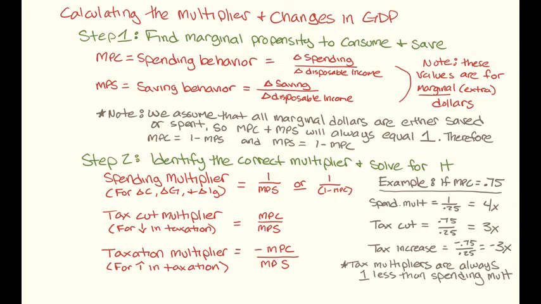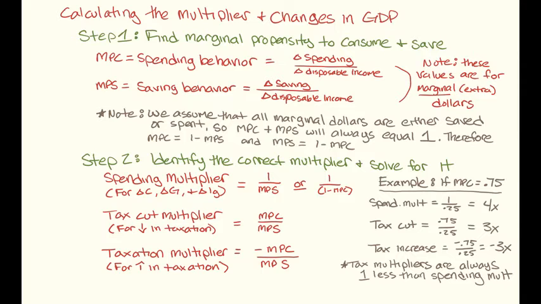Because we're presuming that the only two options for what consumers can do with marginal dollars is either to spend them or to save them, that makes it relatively easy to find MPC or MPS once you have the other variable. Each marginal dollar will either be spent, or some percentage of it will be spent and some percentage of it will be saved, meaning that MPC plus MPS will always equal 1. So you never actually have to solve for both MPC and MPS. Once I know MPS, I know that 1 minus MPS is going to give me MPC, and if I have MPC, I know that 1 minus MPC is going to give me MPS.